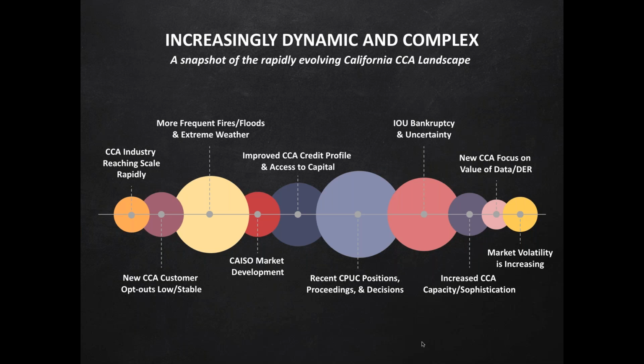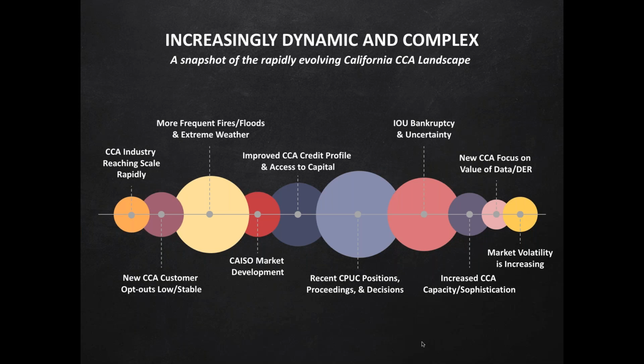But clearly the CCA industry is expanding, growing, and reaching scale rapidly, and that comes with a lot of opportunities, increased responsibility as well. Along with that, we've seen a very low customer opt-out rate that's been low and stable for quite some time. I think that's a good indicator. It's showing that the CCA industry is established and that trust in the marketplace is on the rise. It'd probably be remiss of me not to mention the fact that the increased frequency of fires and floods and extreme weather is creating many challenges, maybe some opportunities too for CCAs, and that's becoming a really big part of what CCAs have to think about and plan for.